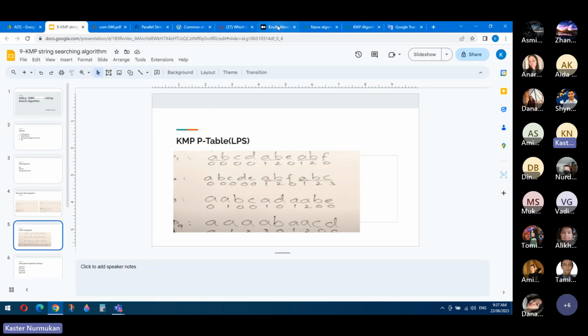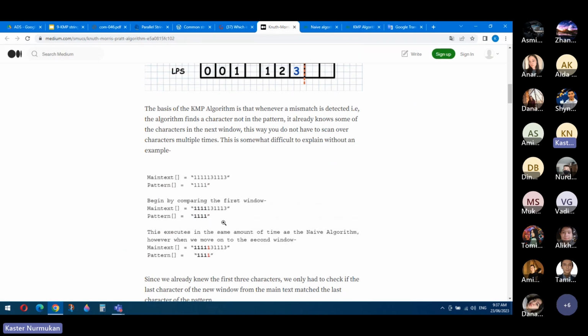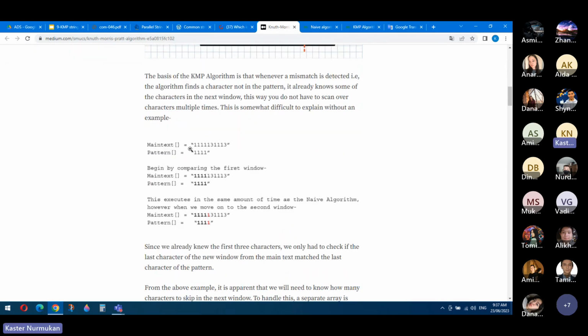Okay, so when you create the LPS table, then you need to compare, for example. As long as they match, they will check this index and be returned back. For example, this one definitely returns back to the first position, but this one does not go back to the first position. This one actually starts from the third position, not from 0. So it means it would save time. That's good.